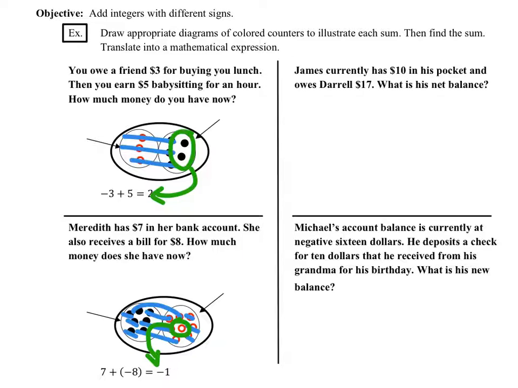So again, I really like these, these are called colored counters. I like the colored counters method because it's a nice visual to see exactly what's happening. Again, I'm using these blue lines to indicate that when I pair these up, it's a zero pair, which means they simply cancel away as 0.